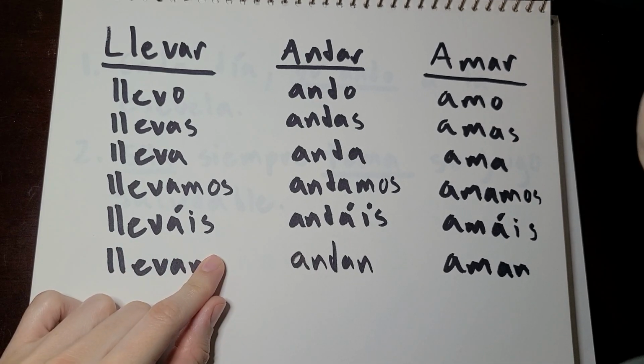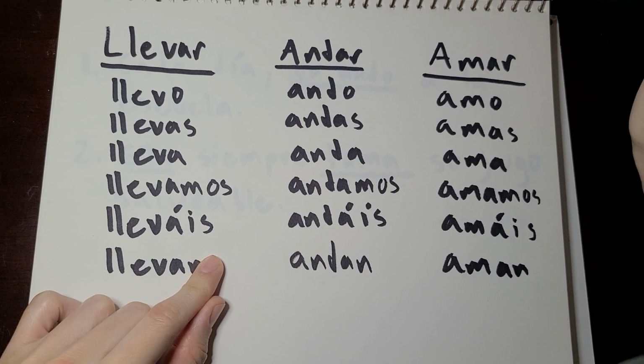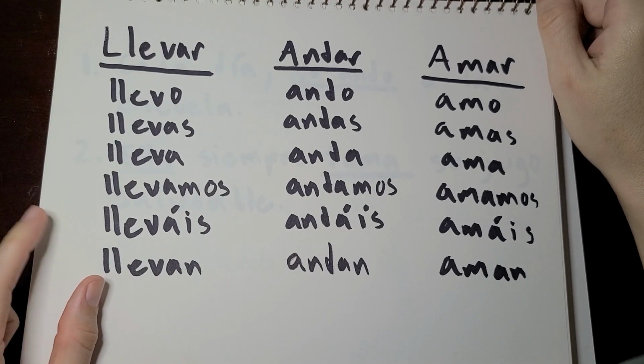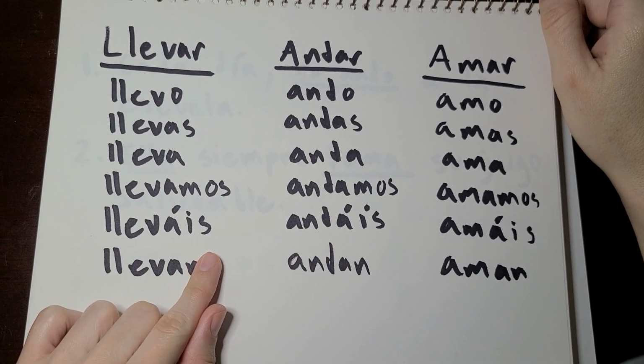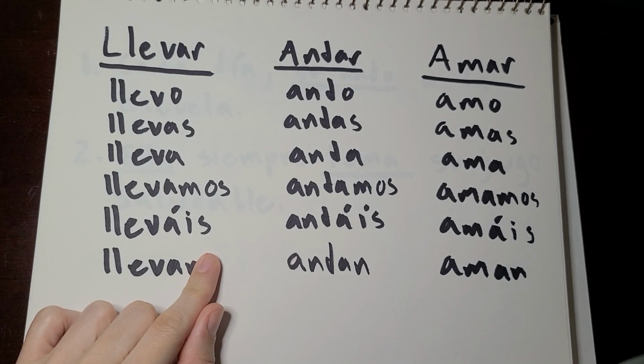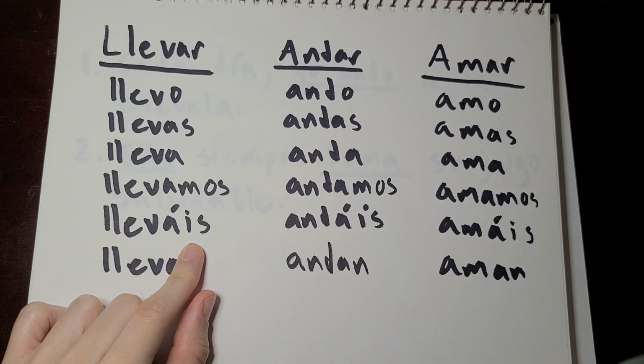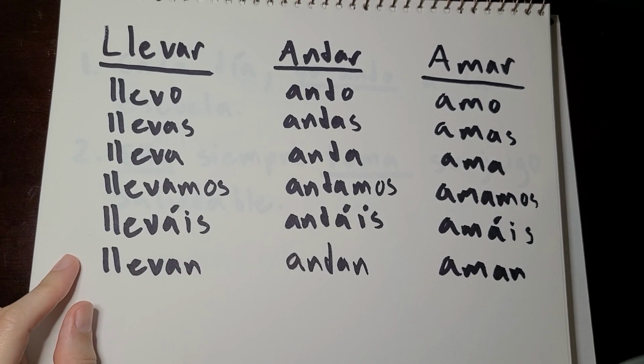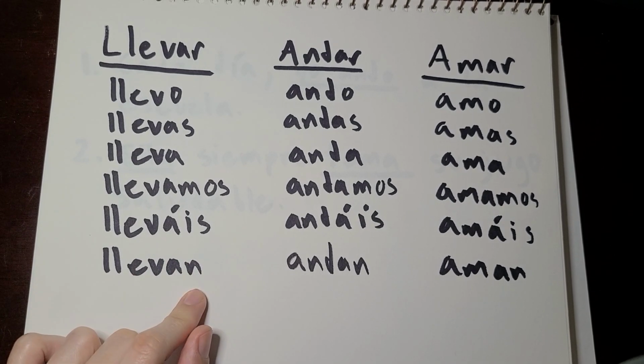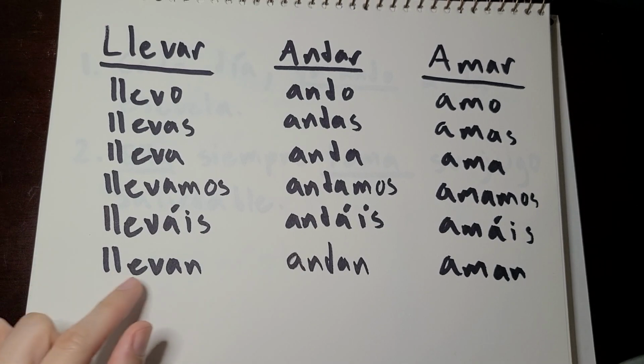Lleváis. I literally don't even know vos. It's vosotros. I'm so sorry. Vosotros lleváis. So that would be when you're using the vosotros form. That's literally how little you're ever going to use that. Ellos llevan. Or ustedes llevan.